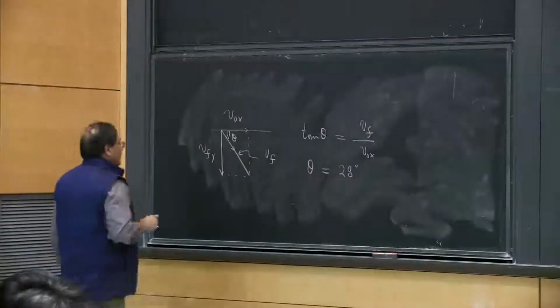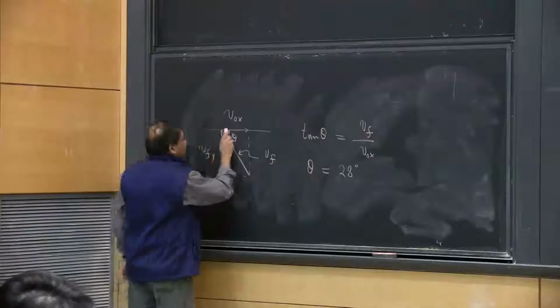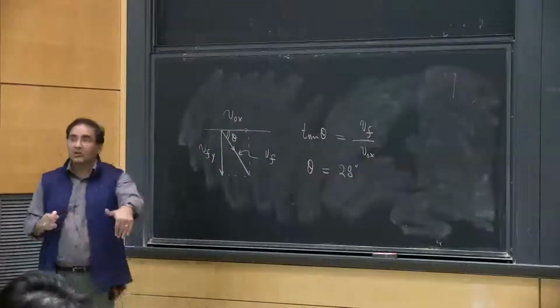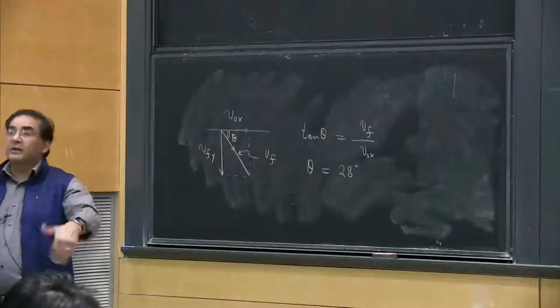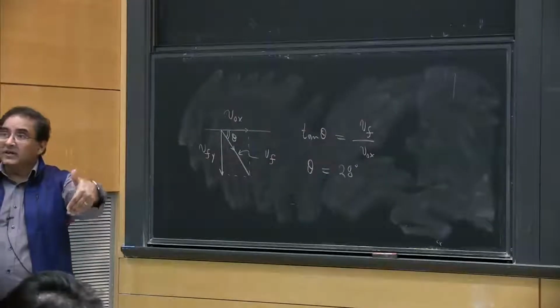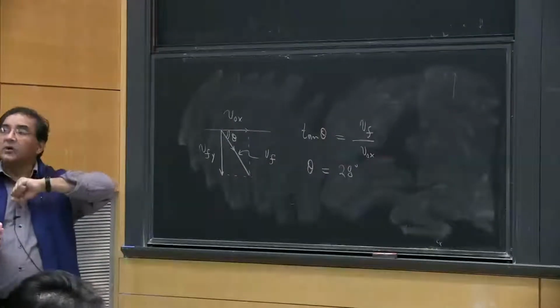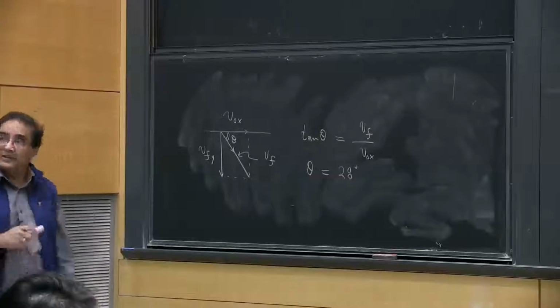It's fine to know that theta is 28 degrees, but you got to see that theta is 28 degrees below the horizon. So you have to be able to say clearly that theta in this problem is 28 degrees below the horizon, or theta is minus 28 degrees.